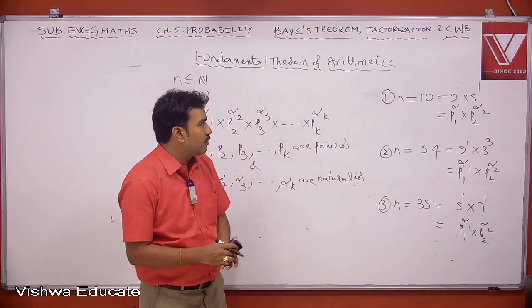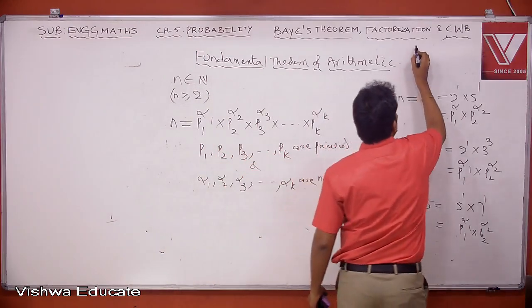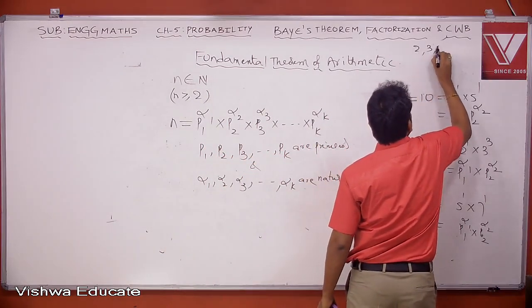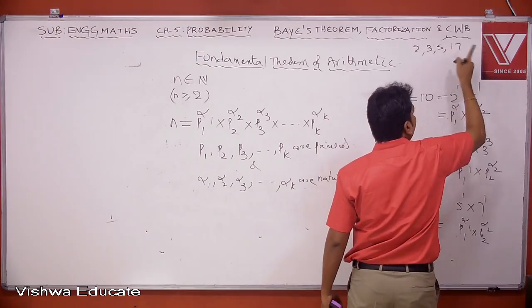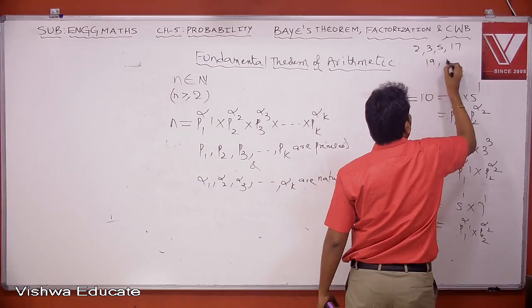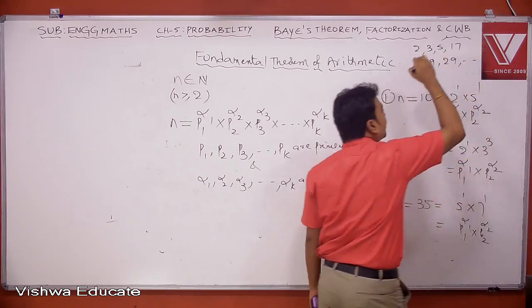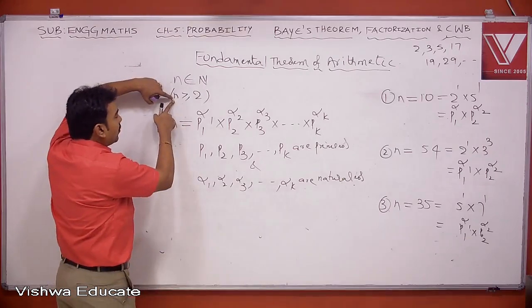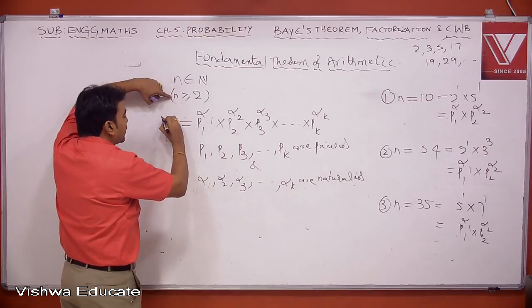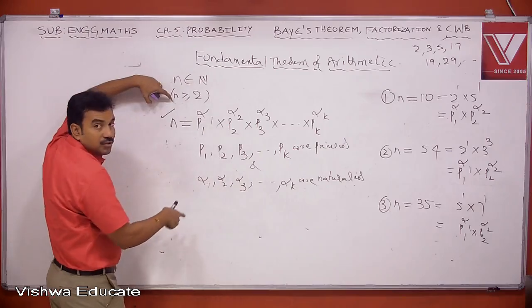What are the examples of prime numbers? 2 is a prime number, 3 is a prime number, 5, for example 17. Even we have some prime numbers between them, 11, 13, like this. So 19, 29, like this. All these are examples of prime numbers. So therefore every natural number from 2 onwards can be expressed as products of prime numbers.